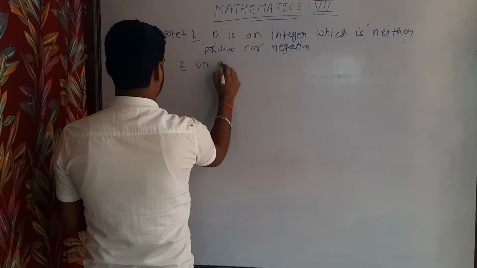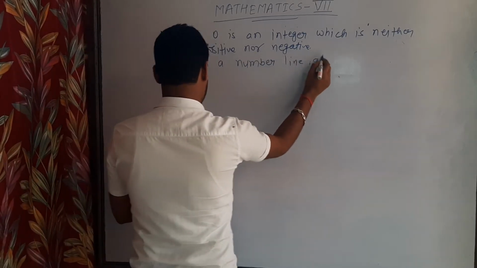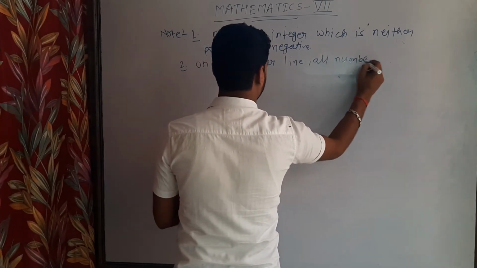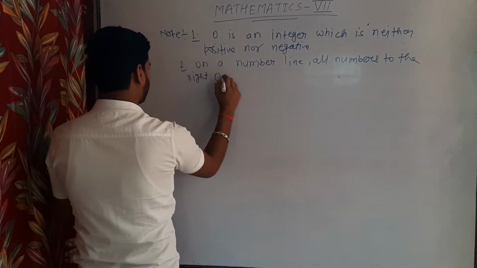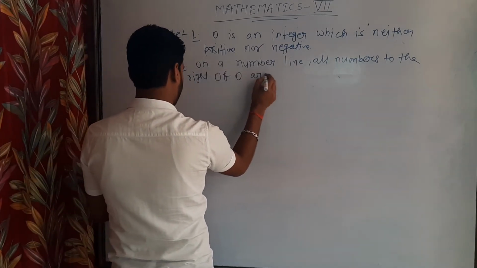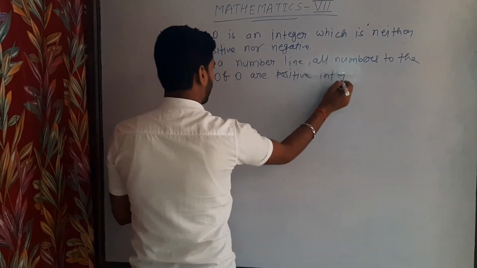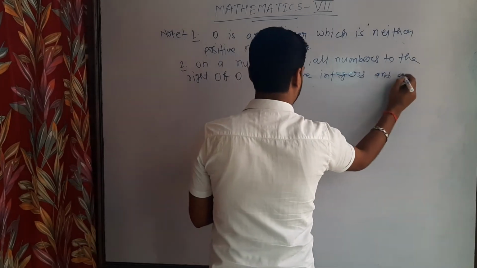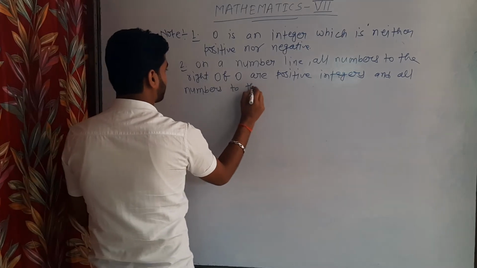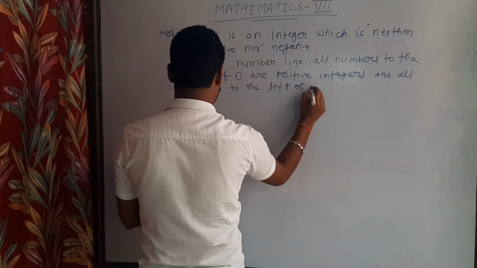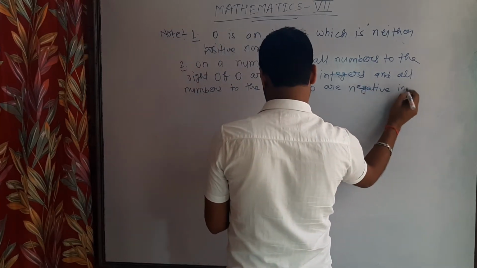Second, on a number line, all numbers to the right of 0 are positive integers, and all numbers to the left of 0 are negative integers.